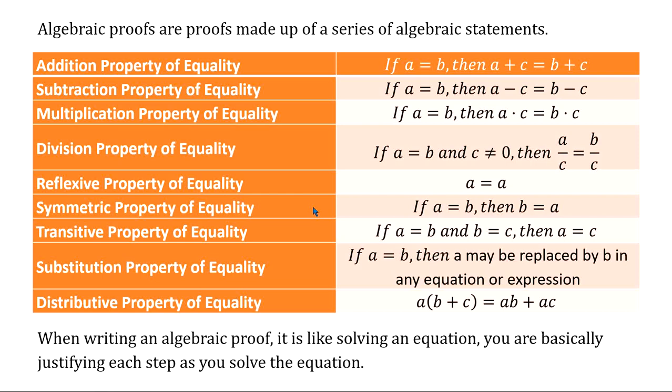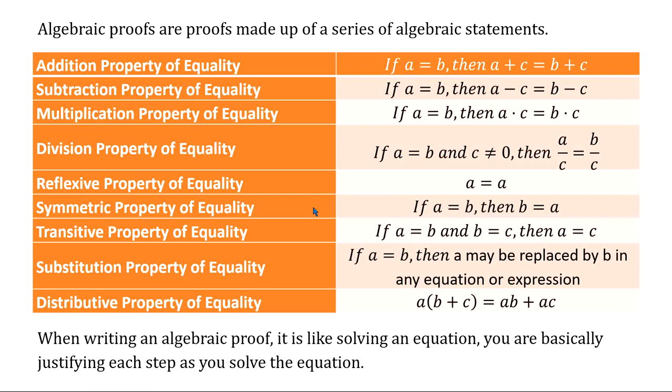Our transitive property: if A equals B and B equals C, then A equals C. We're able to say that. That's the transitive property. Our substitution property is that if A equals B, then A is able to be replaced by B anywhere in the equation or the expression. Think of when you solved that X equals 1. You're able to then take that 1 and plug it back in wherever you see X in the proof to prove that your answer was right.